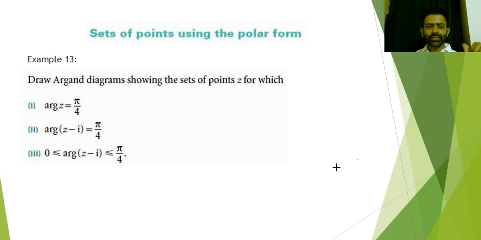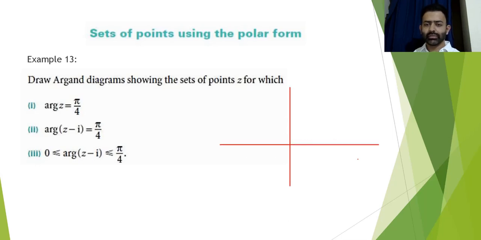For example, it says: in an Argand diagram, show the set of points z for which the argument of z is pi by 4. As you know, this is our imaginary axis, and this is our real axis, the horizontal one. We have to plot the point for the complex number z such that its argument is equal to pi by 4. Pi by 4 means 45 degrees. So this z moves in such a way in this plane that it maintains this argument with the positive real axis.